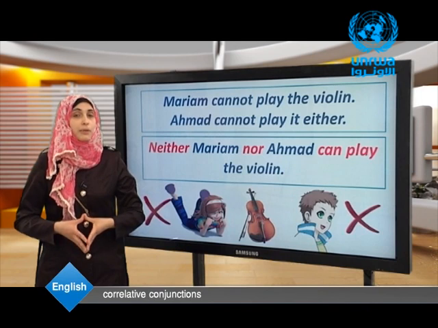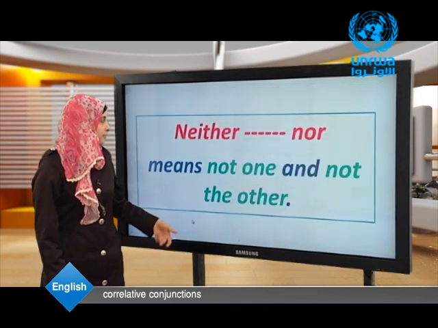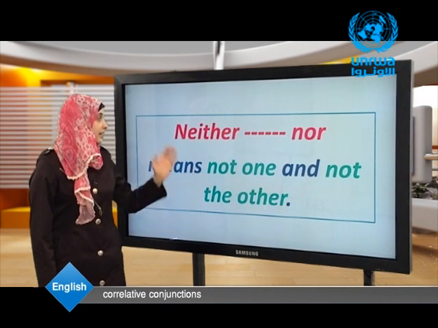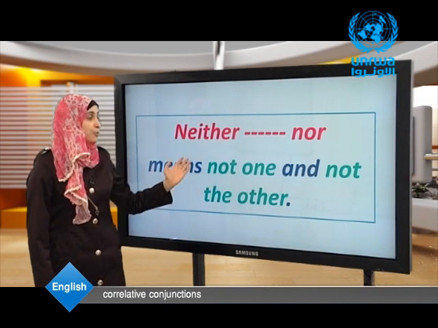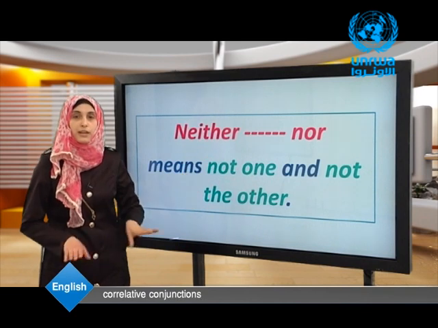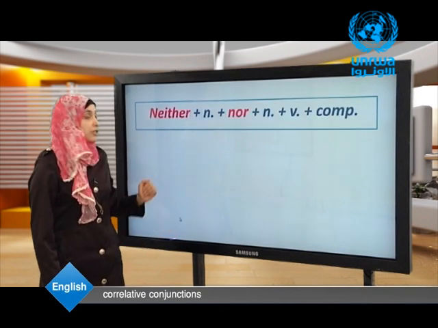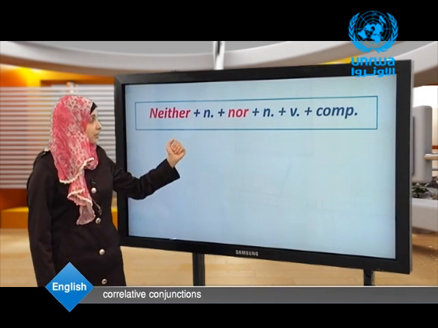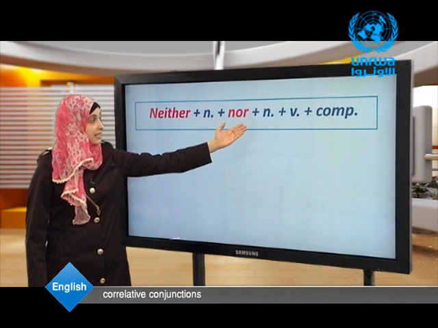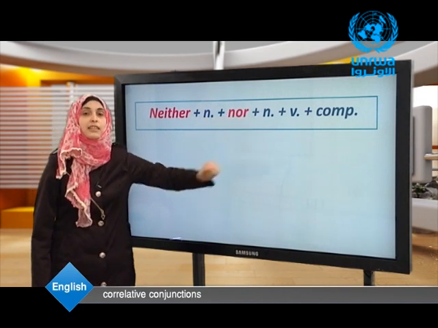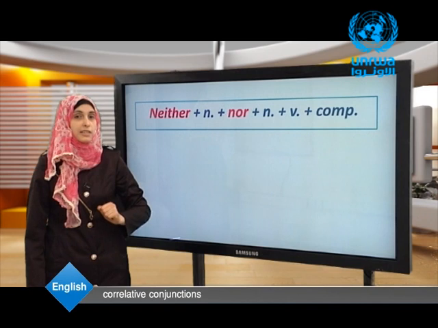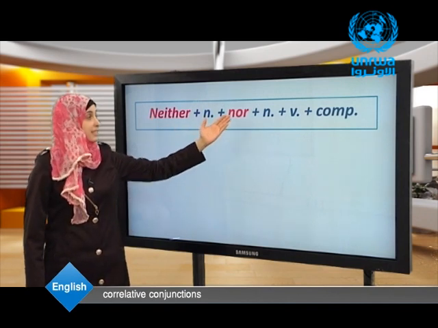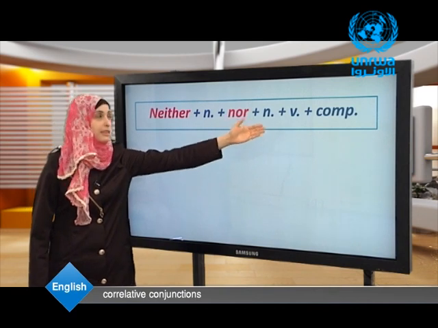So, what can you tell me about neither? Let's see together. Neither nor means not one and not the other. So, none of them. To start a sentence with neither, we say neither, then the first noun, and then nor, then the second noun, and then the verb, and then the complement.